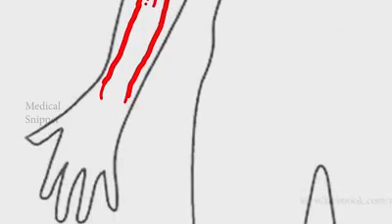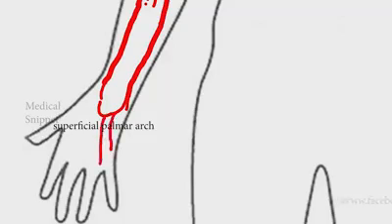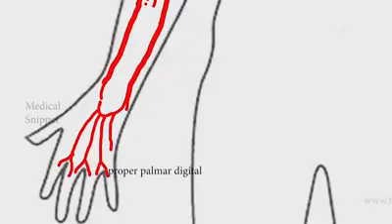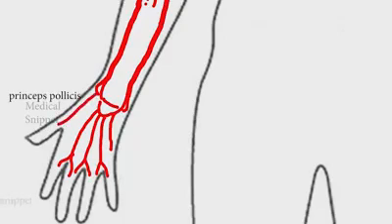The ulnar artery at the wrist divides into superficial and deep branches. The superficial branch forms the superficial palmar arch, which gives rise to four common palmar digital arteries, which in turn give rise to proper palmar digital arteries. The radial artery continues as the deep palmar arch, and anastomoses with the deep branch of the ulnar artery. The deep palmar arch gives rise to the princeps pollicis artery and radialis indicis artery.